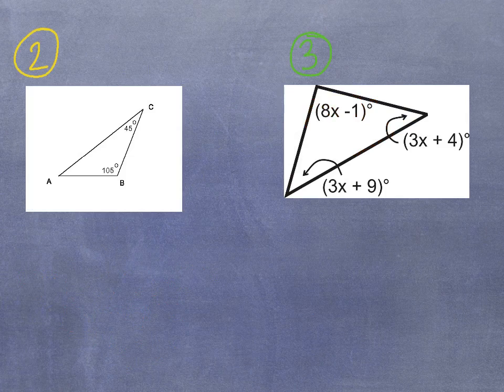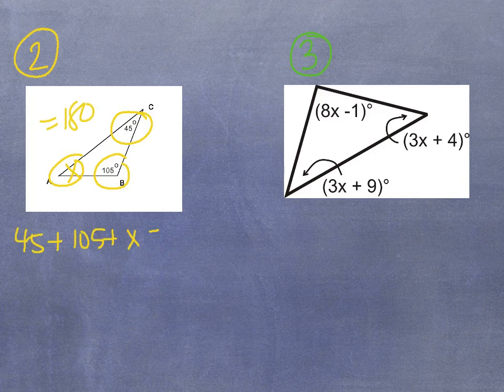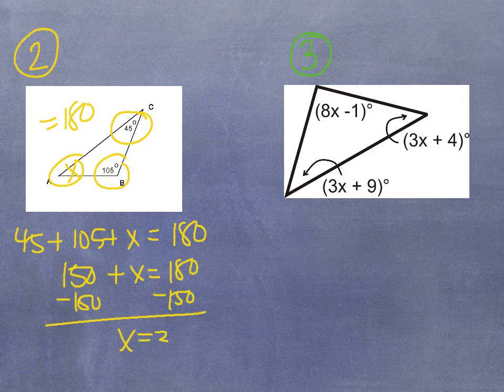So in example number 2, we're going to set up the same idea just to get the concept. If you want to try it by yourself first, that's fine. So this is going to be x, that's what we're trying to find. Part plus part plus part is going to have to equal 180. So we could go 45 plus 105 plus x equals 180. 45 plus 105 is going to give us 150, and we're going to subtract that from 180. And so we'll get x is 30. So our missing piece is 30.